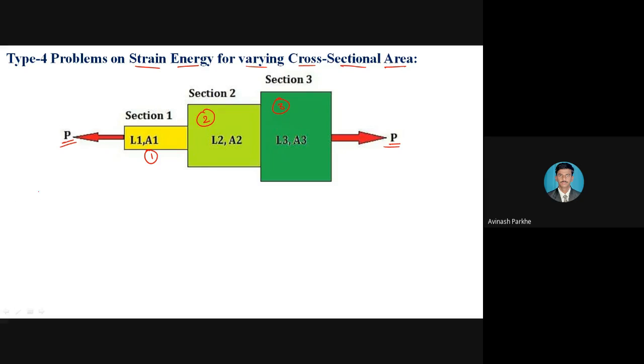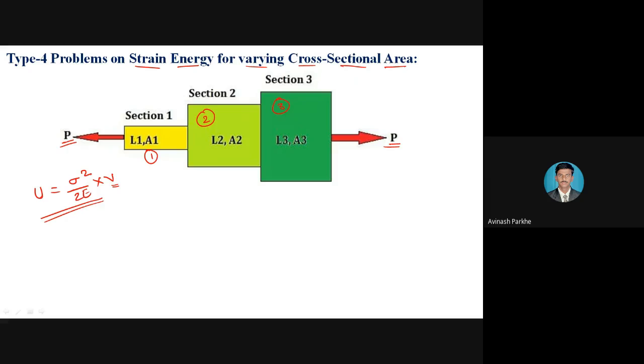We have the simple formula: strain energy U is equal to sigma square upon 2E into volume. This formula is applicable for a single section. Sigma means the stress induced in that particular section, and volume represents the volume of that particular section.